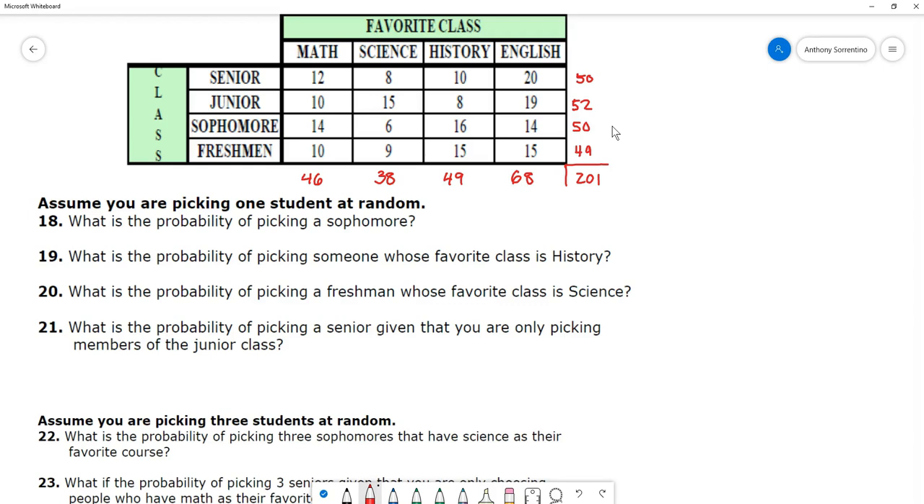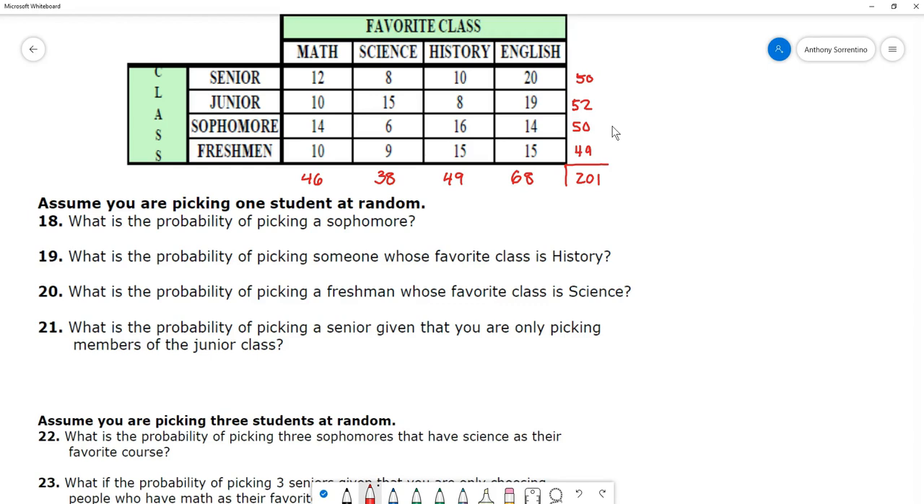So you have to pay attention to what they're asking here for the various probabilities. I have 201 students total. I have row totals and column totals that will let me know certain categories, what class they're in or what their preference is. But the cells would be a combination of a particular class and a particular favorite class, or class level versus course.